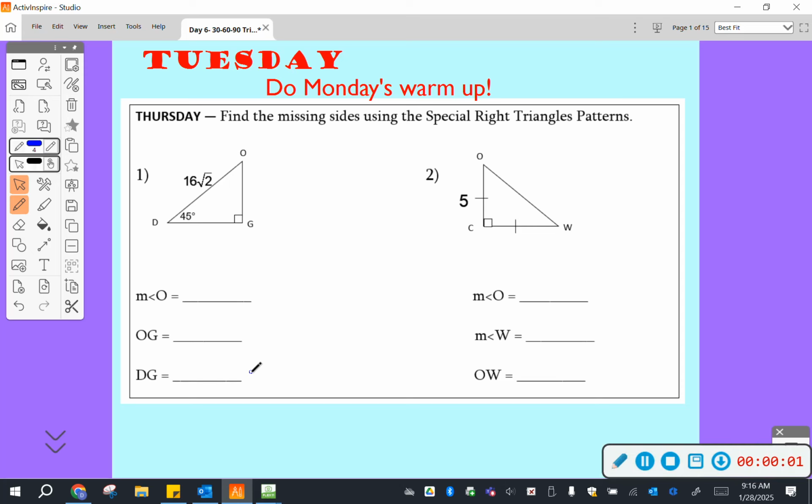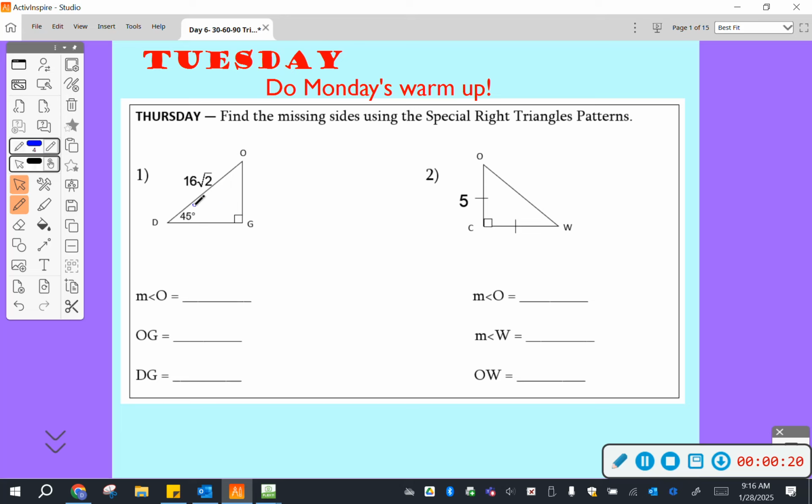All right, yesterday we learned about 45, 45, 90 triangles. Boys, focus please. Your warm-up says find the missing side using the special right triangles pattern. So when you're looking at this, you cannot apply this rule to any single triangle. It has to be a 45, 45, 90 triangle.